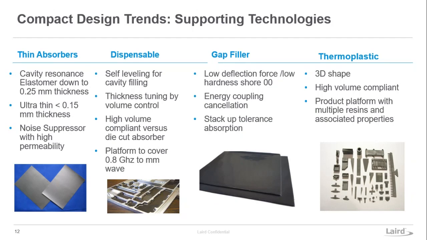So we have thin absorbers that can support this compact design. Today, our cavity resonance elastomer can be produced down to 0.25 millimeter thickness, and we are working towards below 0.15 millimeter thickness. Talking about the near field absorber, noise suppressors with high permeability are already very thin products, ranging from 0.06 to 0.4 millimeter. So a very thin solution already.